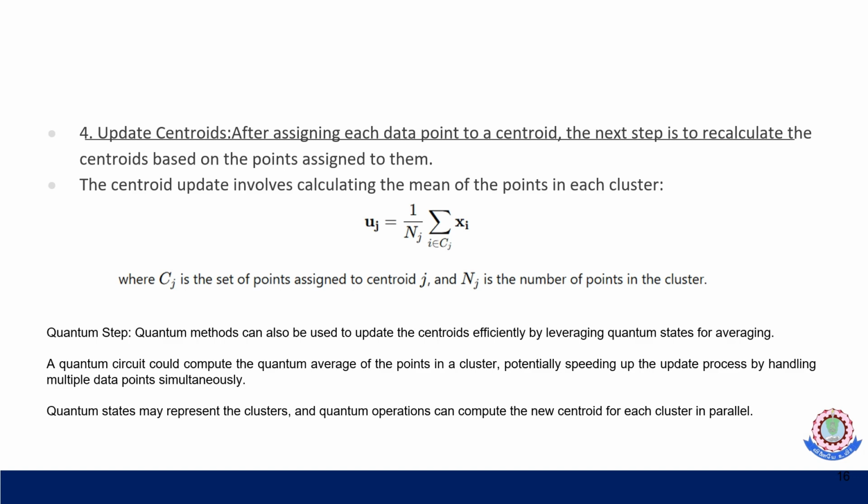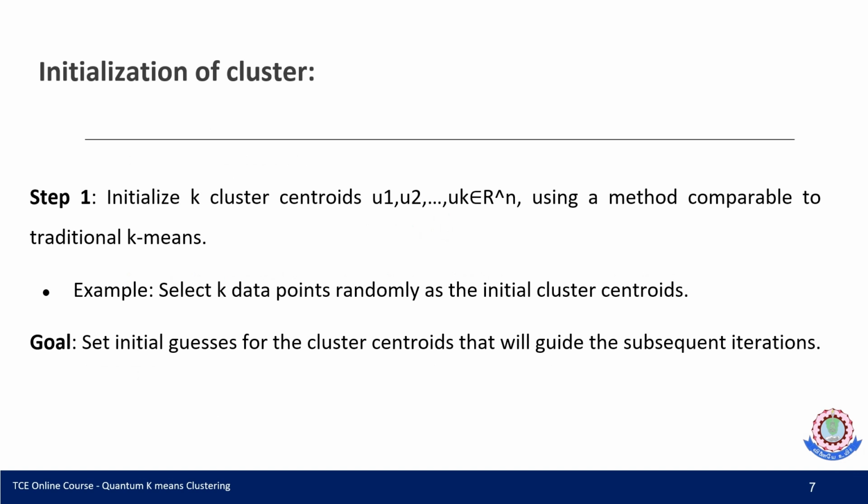Quantum methods can be used to update the centroid efficiently, and a quantum circuit could compute the quantum average of the points in the cluster. Quantum states may represent the clusters. Quantum operations can compute the new centroid in parallel.